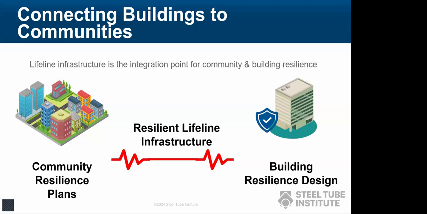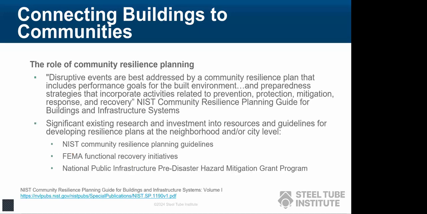And this slide was actually captured at the NIBS conference and put into some various publications because it just gets right to the bullet point of how lifeline infrastructure is the integration point for community and building resilience. Buildings function through these critical connections within a broader infrastructure network, and improving resilience is essential for the viable continuity of community services, especially during disasters and disruptions.